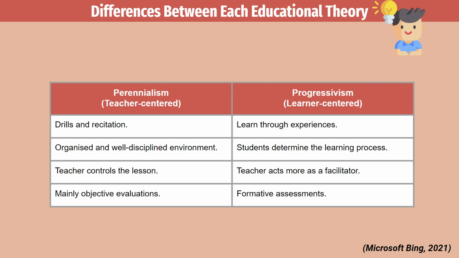Whereas the progressivism approach is learner-centered. This means that the students learn through experiences rather than repetition. The students are more involved in the learning process, which means the classroom environment is less controlled, and the teacher acts as a facilitator. The assessments are also formative and ongoing rather than objective.